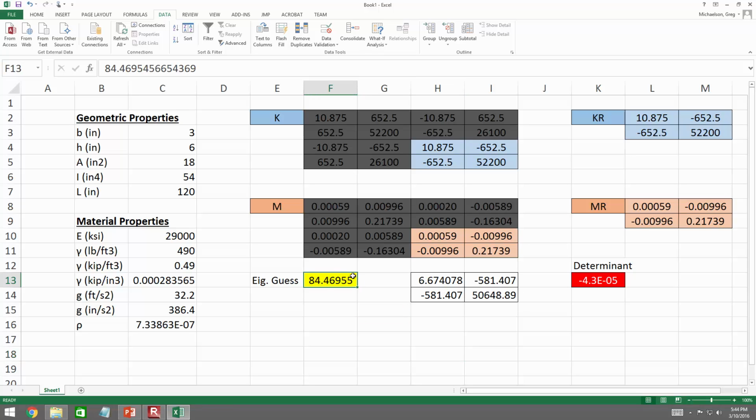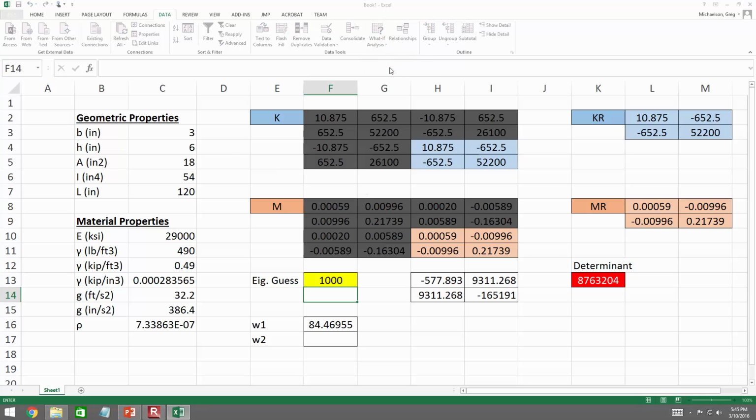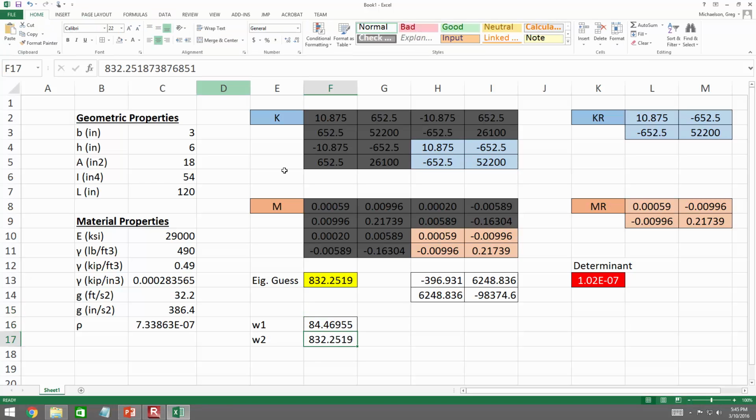Okay. Hold on. Let me see. I'm going to copy this down here. We'll call that omega 1, omega 2. I'm going to guess 1,000. We'll see what it gives me. Data, what if, goal seek. I get about 832. So your 2 eigenvalues should be about that.